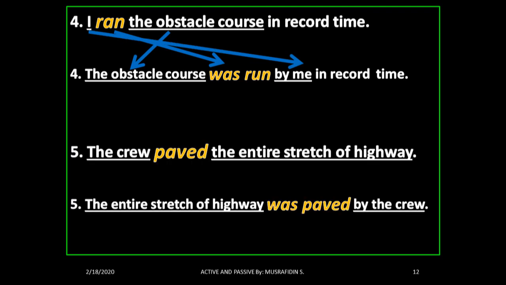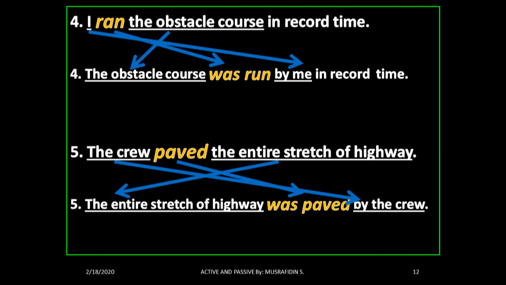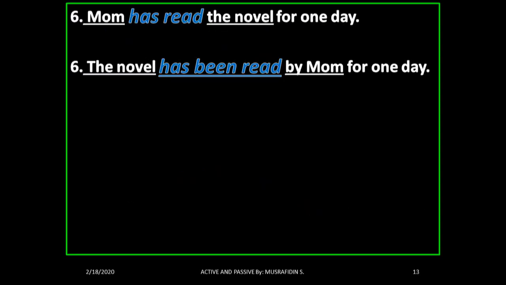Number 5. The crew paved the entire stretch of highway. Paved, once again, is verb 2. So was paved. The object becomes the subject, and the subject becomes the object. Again, we have number 6. Mom has read the novel for one day. Has read is present perfect, and to be for that is been. Therefore, has been read. The novel, the object, becomes the subject. Mom, the subject, becomes the object.